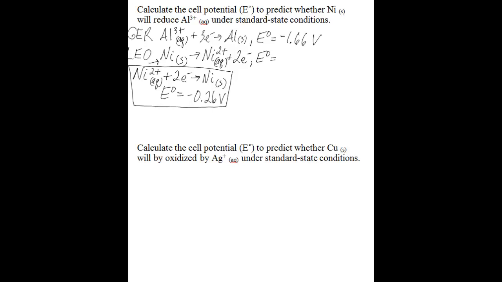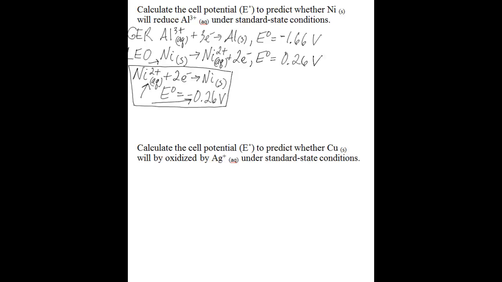So in order to get an E0 value for that one, all you do is flip the reaction that you find in a table of standard reduction potentials the other way around. And when you flip that around, you take the negative of the standard reduction potential value. So you have the negative of a negative 0.26, which gives you a positive 0.26 as the value for the oxidation of nickel. So now you have those two values.